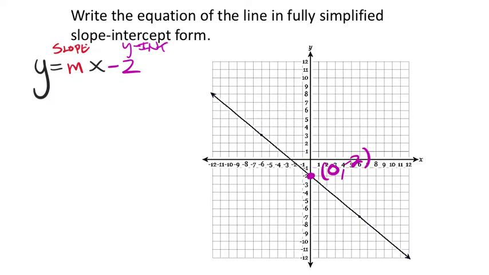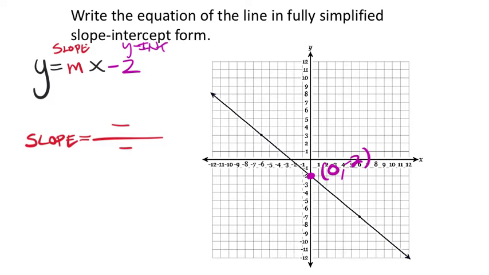Now what we need is to find the slope, right? Now there's two ways to find the slope. I'm going to do it both ways, and the first way is to use the slope formula. The only reason why I'm using two different ways here is because it's a graph. If it was not a graph, I would have to use the slope formula. But I'm going to show you two different ways if they do give you a graph, which they will on the assignment.